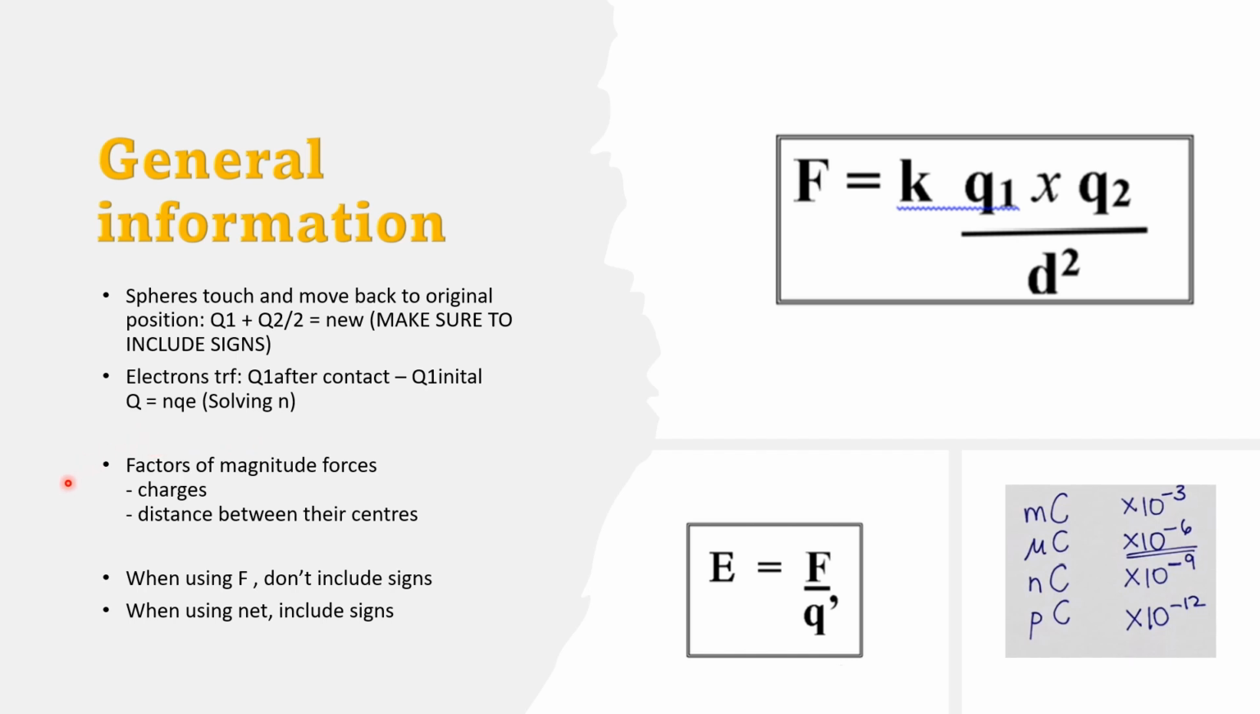The factors affecting the magnitude of forces are the charges and the distance between their centers. When using the F formula, meaning this one, don't include signs, and when using the net, include signs.